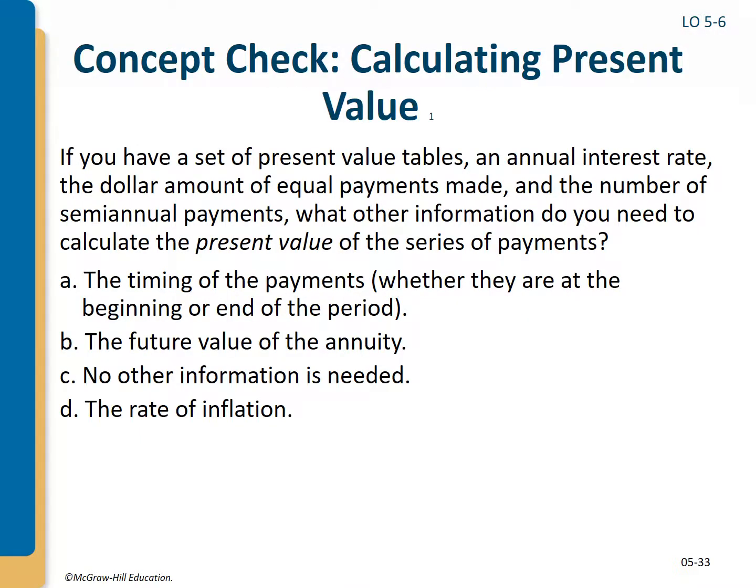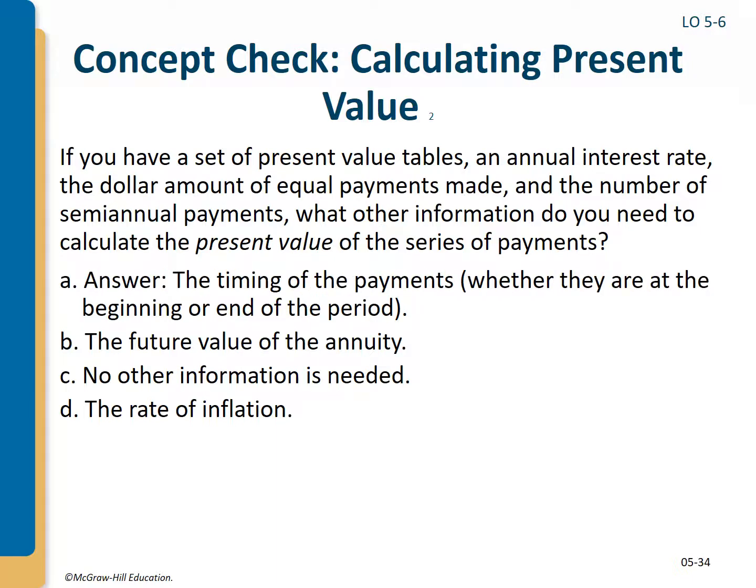So if you have a set of present value tables, an annual interest rate, the dollar amount of equal payments made, and the number of semi-annual payments, what other information do you need to calculate the present value of the series of payments? The timing of the payments. How often? And it looks like they're semi-annual. Oh, I'm sorry. Yeah, you need to know, do they happen at the beginning or the end? I looked right over that, but you need to know that.